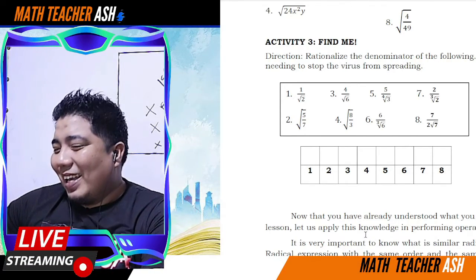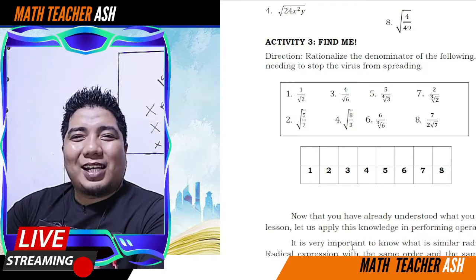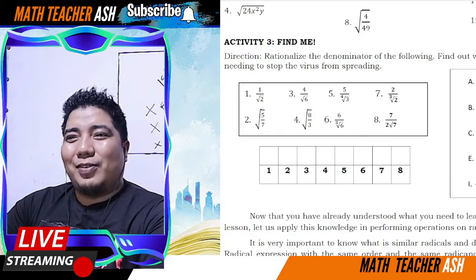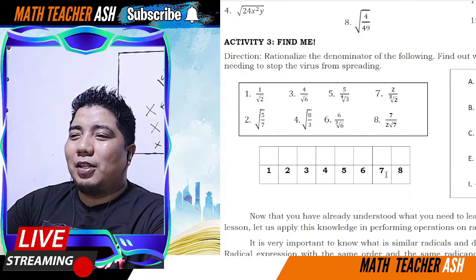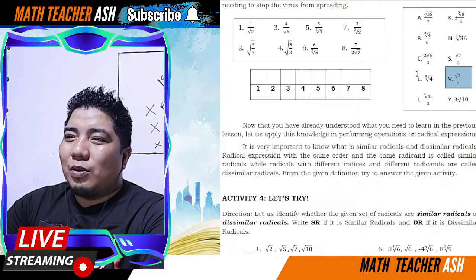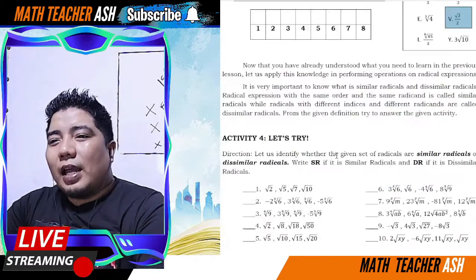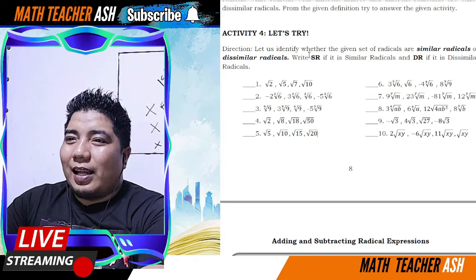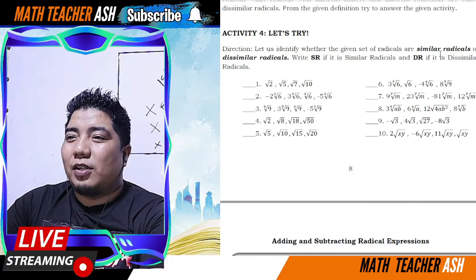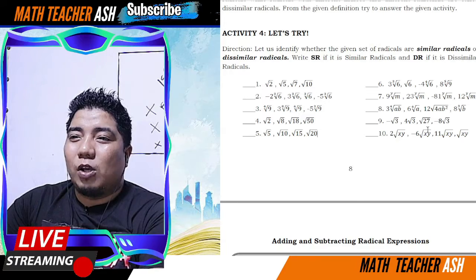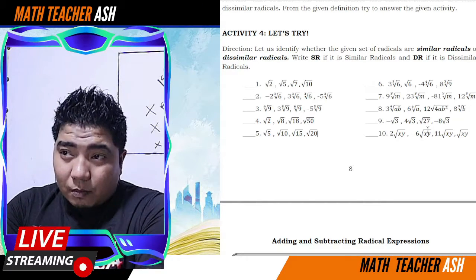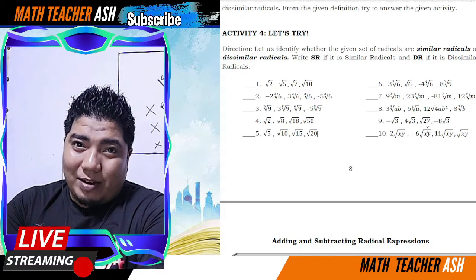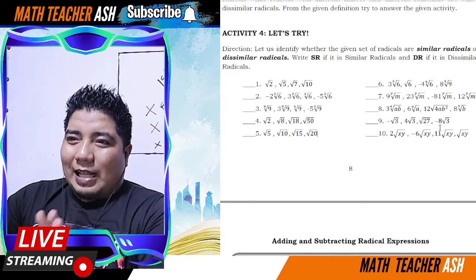Easy, right? Easy lang talaga, my dear math learners. You just have to make use of what you have learned right now. And I'm sure kayang-kaya nyo yan, my dear math learners. Okay, so nasa choices lang din ang sagot. Now, let us go to activity 4. Let us identify whether the given sets are similar radicals or dissimilar radicals. When we say similar radicals, when you simplify them, they will have the same radicand. Okay? Okay. Let's try.